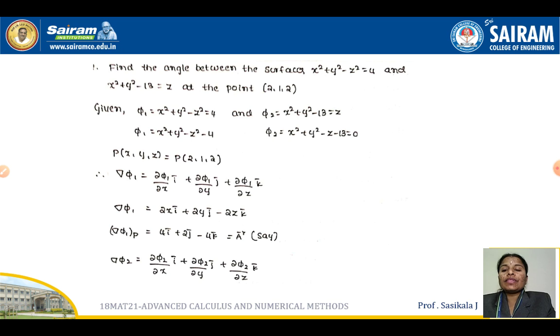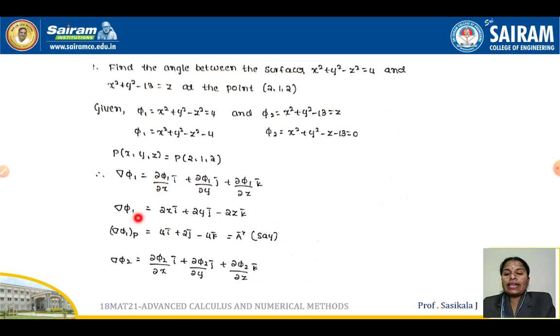First you write your phi function. The 4 I take to the left side, it becomes minus 4, so phi 1 is x squared plus y squared minus z squared minus 4. And phi 2 is x squared plus y squared minus 13, with z taken to the left side, minus z. Now the point is given as 2, 1, 2. First you find del phi 1. Del phi 1 is dou phi 1 by dou x into i vector plus dou phi 1 by dou y into j vector plus dou phi 1 by dou z into k vector.